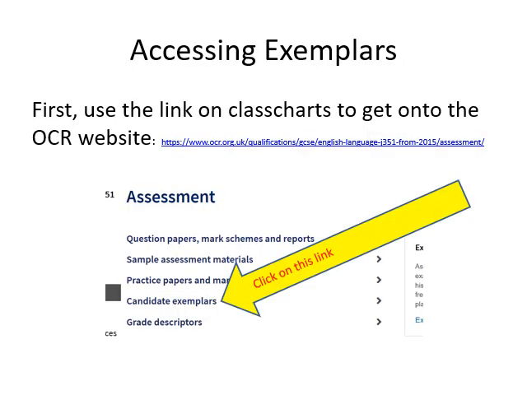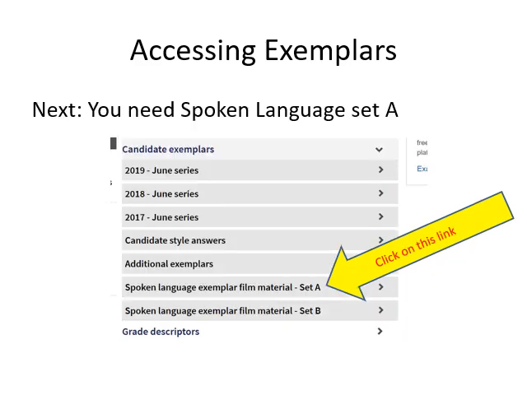Now it says accessing exemplars there. Exemplars is just another word for examples, accessing examples. So first use the link on Classcharts to get onto the OCR website. It's on there, look, but I will also paste that into the bottom where the YouTube link is on Classcharts for you. And then when you've done that, go to Candidate Exemplars. And then you need to go to Spoken Language Exemplar Film Material Set A. Look where the big yellow arrow is pointing.